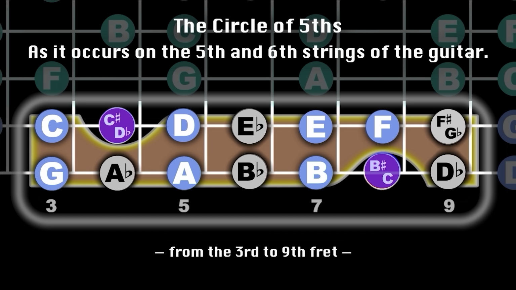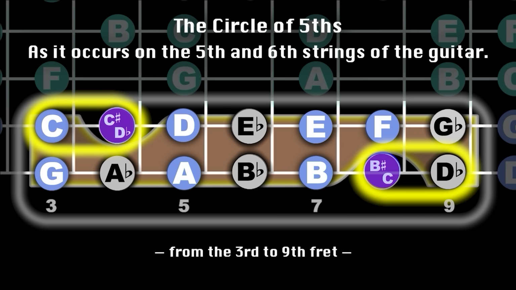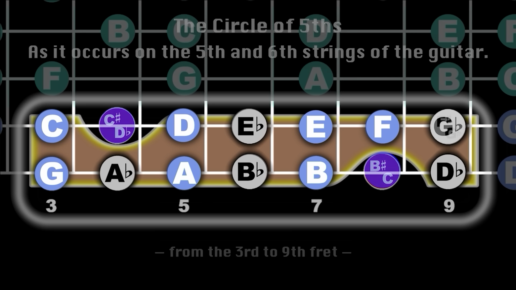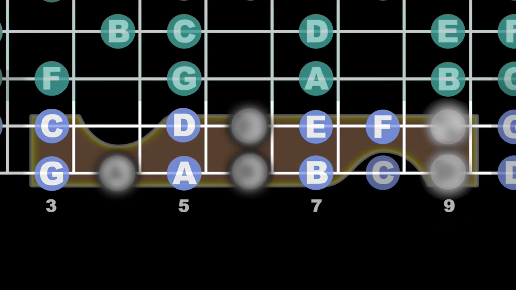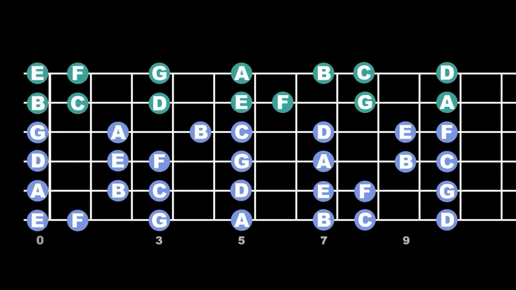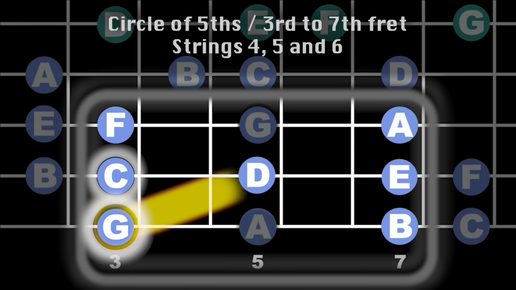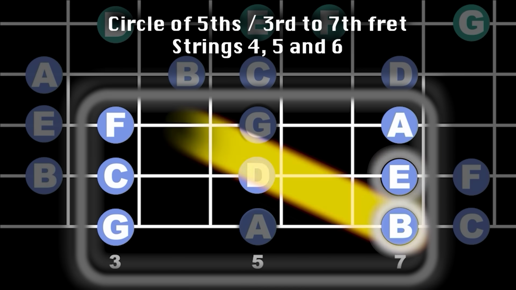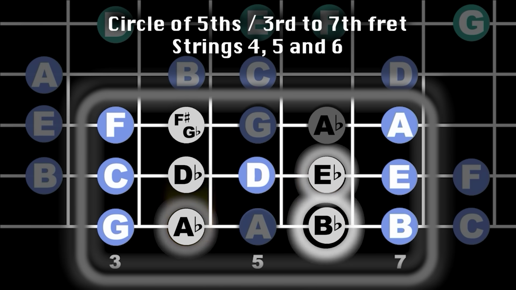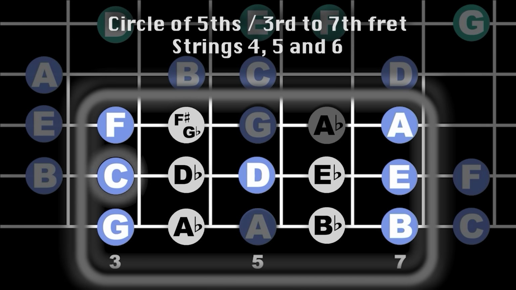Parenthetically, in the interest of symmetry, 2 note positions have been omitted from the pattern, C sharp D flat and B sharp C, as shown, since we only need 1 instance of each note. Now let's play the same pattern across 3 strings instead of 2, and in a smaller fret span. Both directions this time.